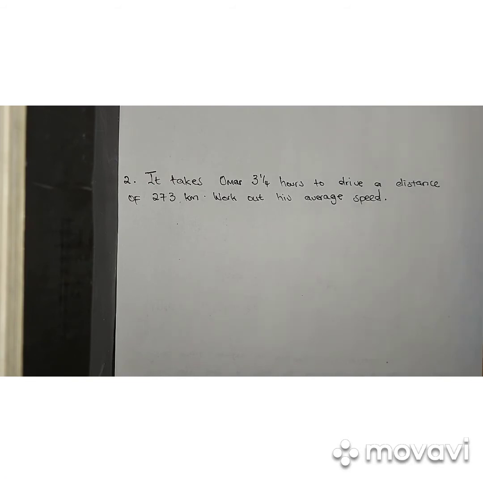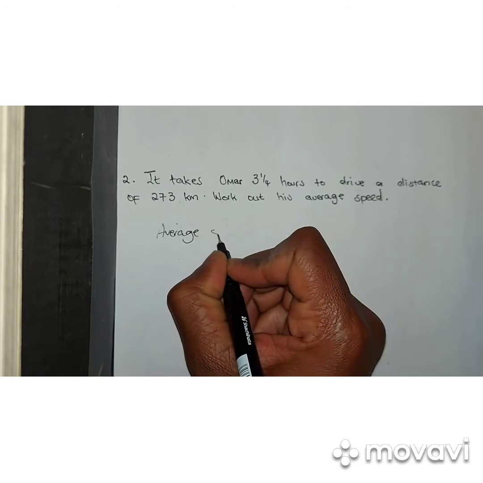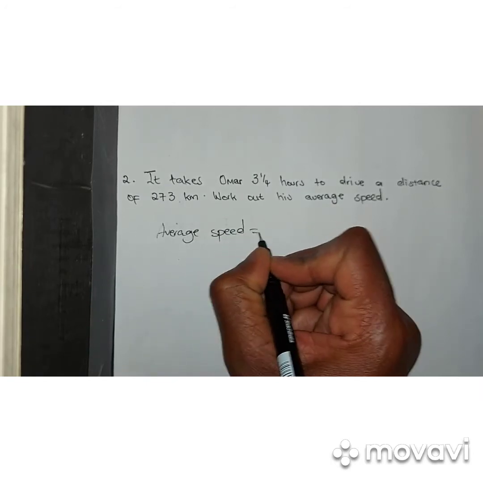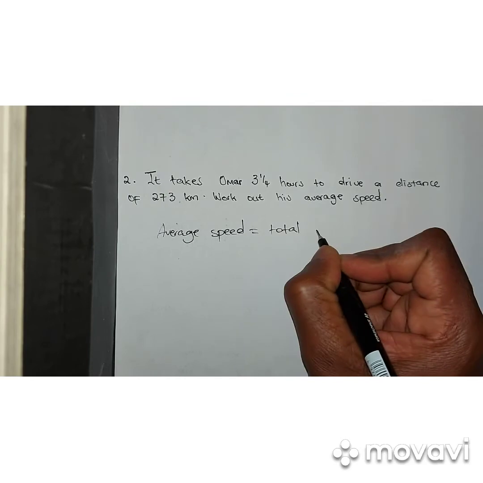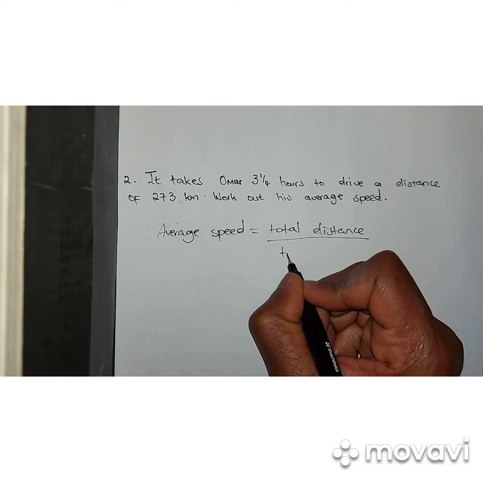Let us look at the second question. It takes Omar 3.25 hours to drive a distance of 273 kilometers. Work out his average speed. Remember, the first thing you do, read and understand the question. This question requires us to find the average speed. Write the formula for average speed down. So average speed is equal to total distance over total time.